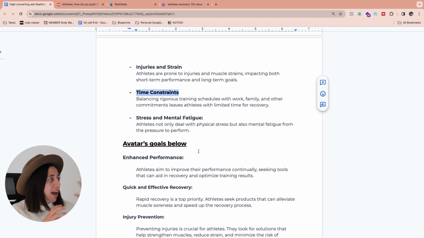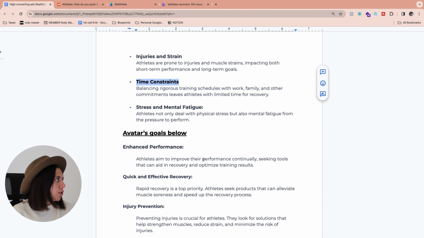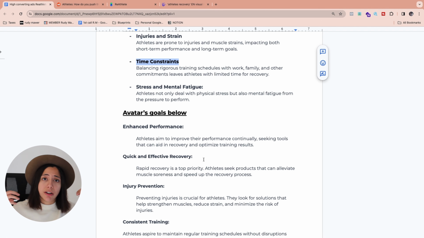So now we have to think about the goals. After we thought about the pain points, it's very important that you define the avatar goals, because you will be able to see if your product is a perfect solution for those goals, then it's just easy to match it up, right?